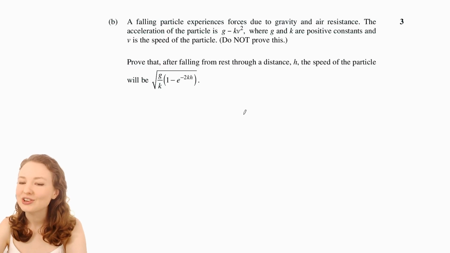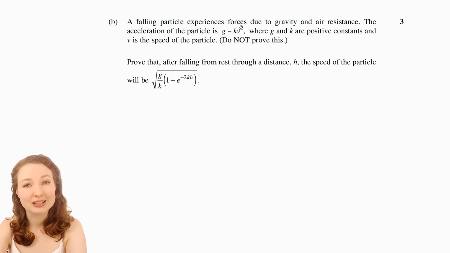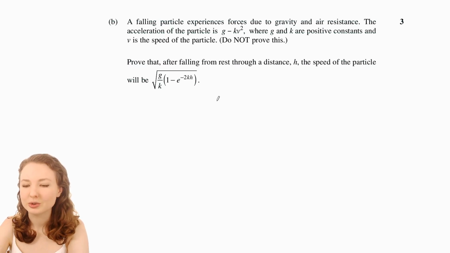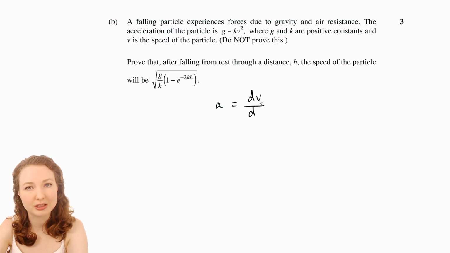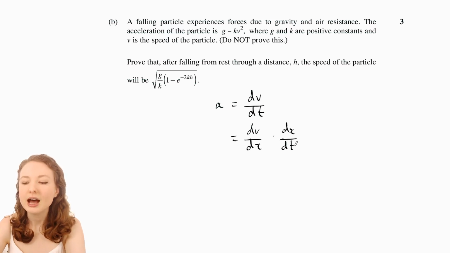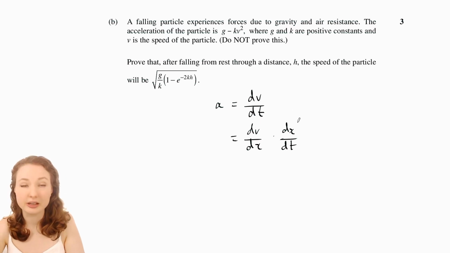Part B. So with this kind of question where we've got acceleration in terms of the velocity, what we need to do is use the fact that acceleration is the derivative of velocity with respect to time, and then by the chain rule, that's dv by dx times dx by dt, and then dx by dt is actually velocity.